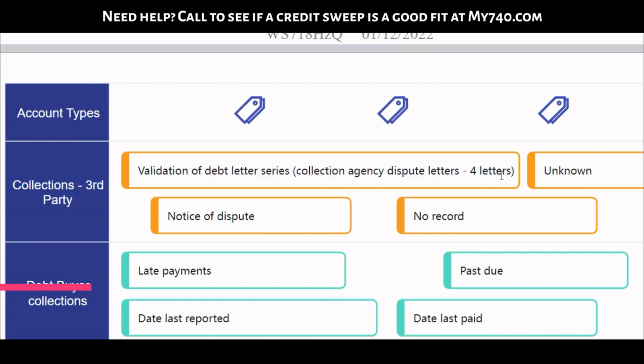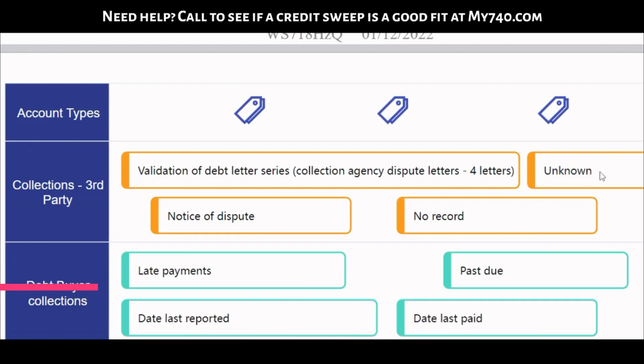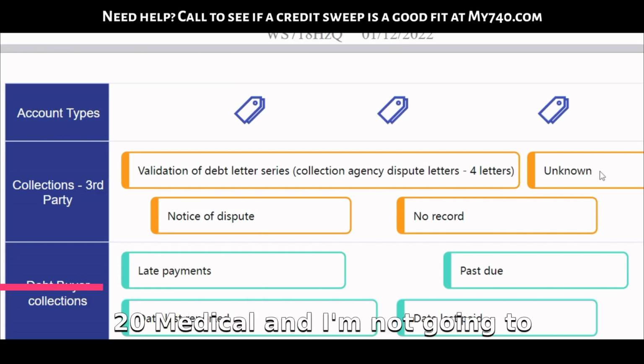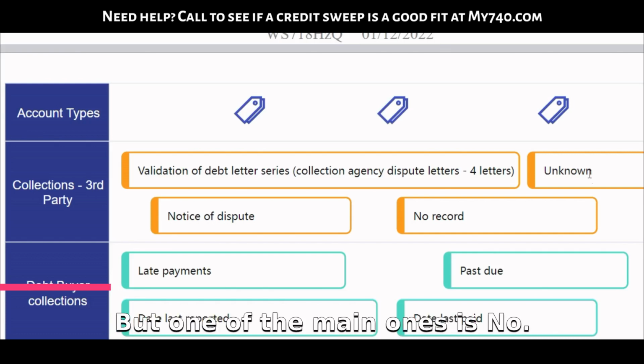Now, when I'm disputing with the bureaus, I also put the burden of proof on them, and I tell them that the account is unknown. Obviously, if I'm disputing hundreds of medical collections, or 20 medical collections, I'm not going to put unknown. No, I'm going to find other reasons that I can use specifically to dispute them, but one of the main ones is unknown.